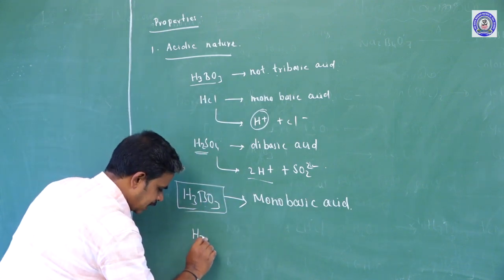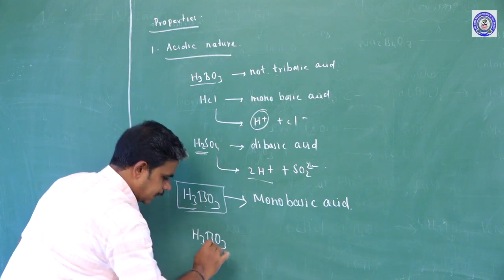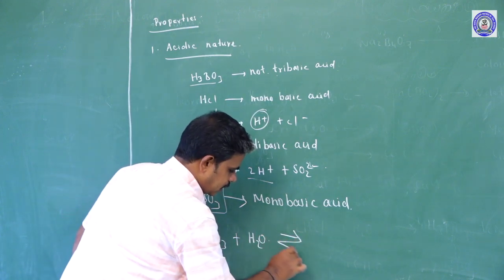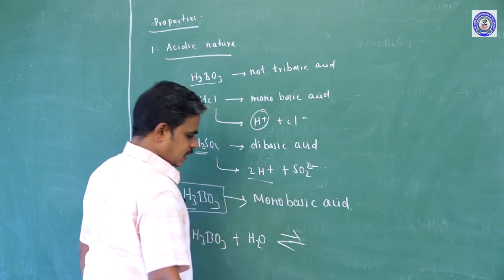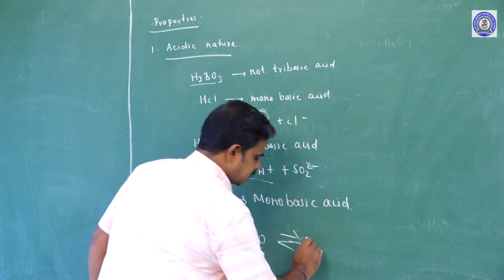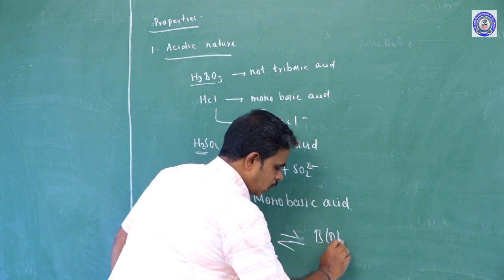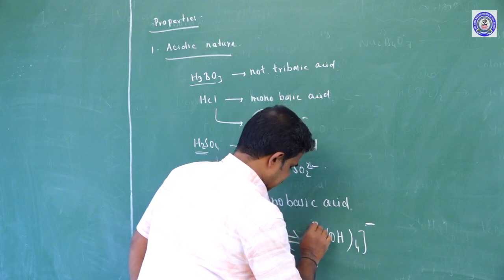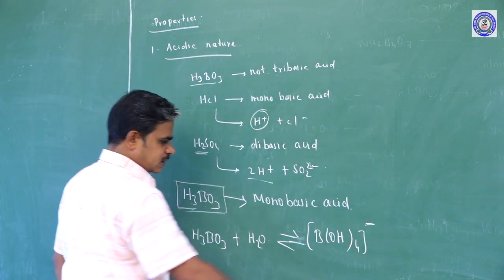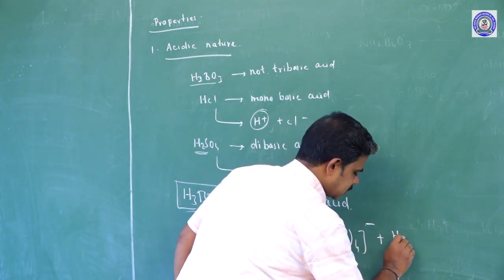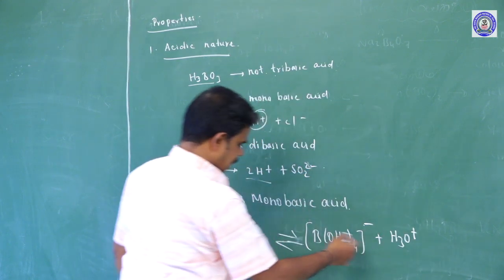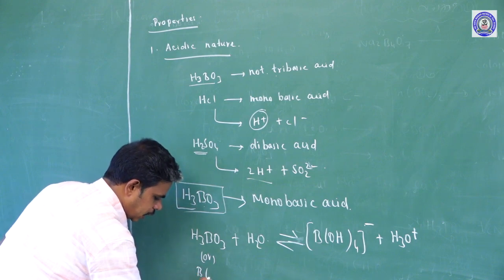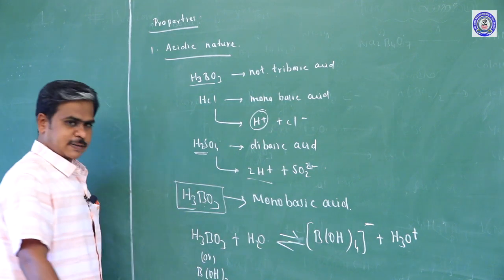Suppose we take H3BO3 in aqueous solution, that is water, and here we get an equilibrium and form B(OH)4- and H3O+. You know already it is written as H3BO3 or B(OH)3.